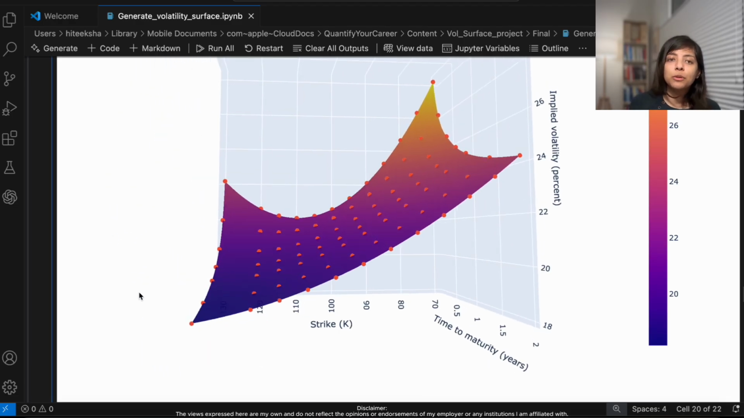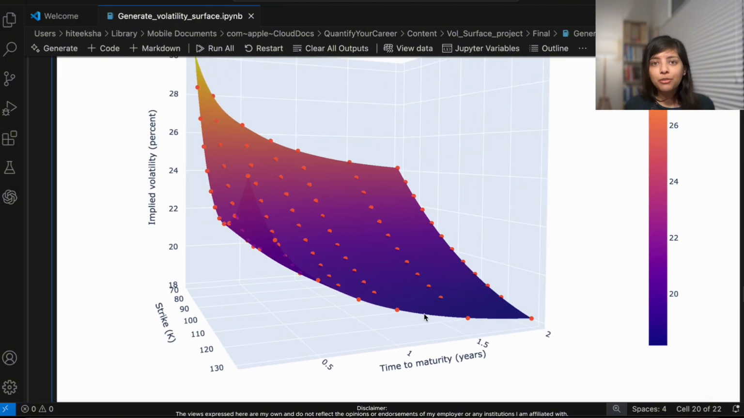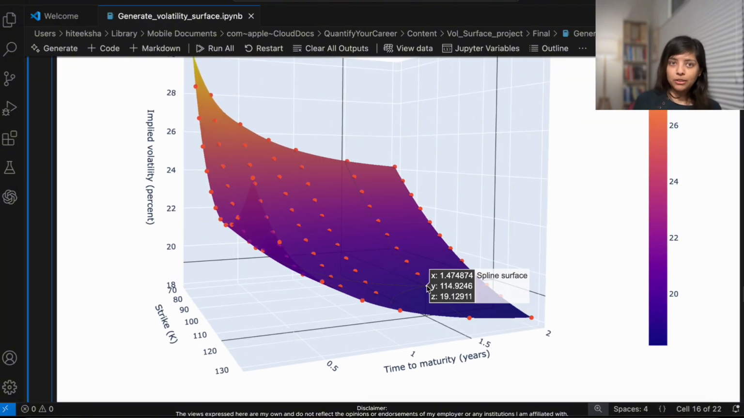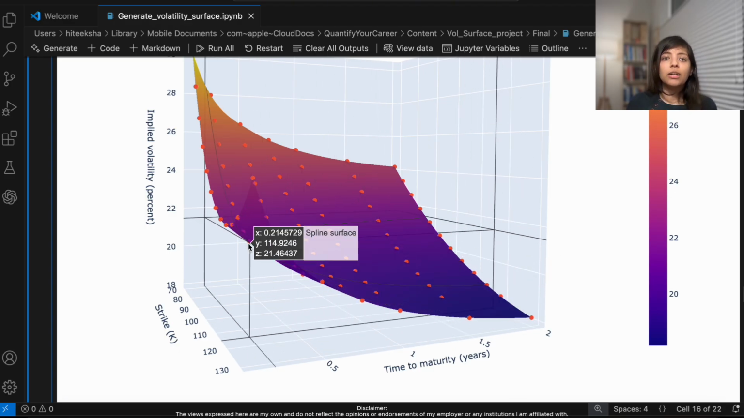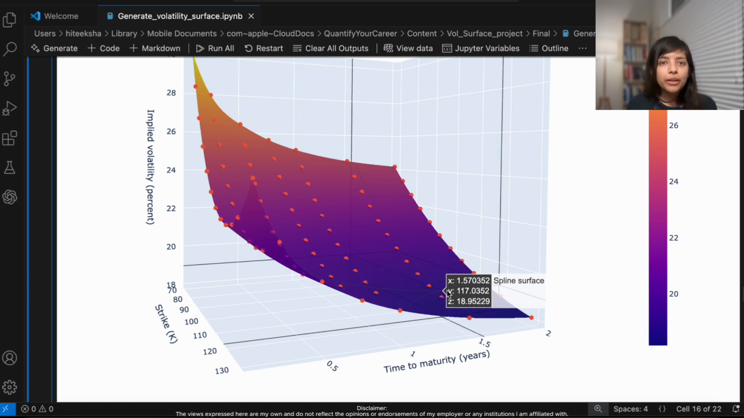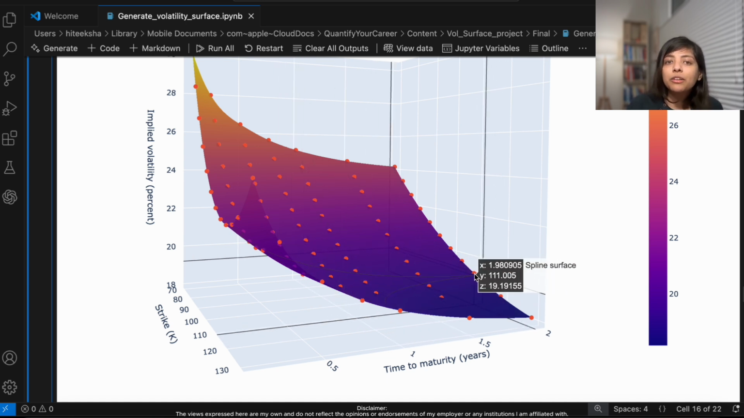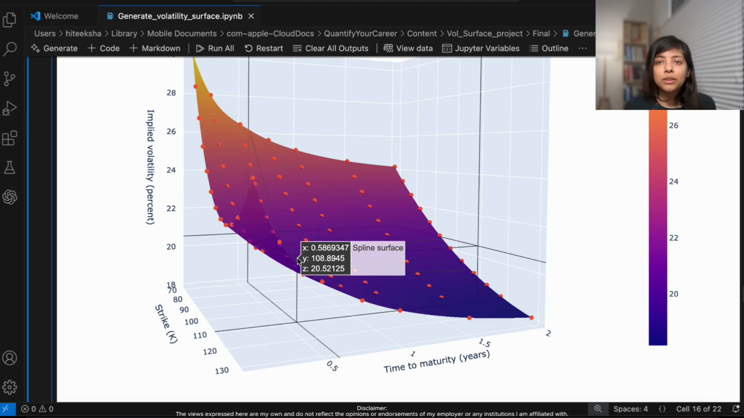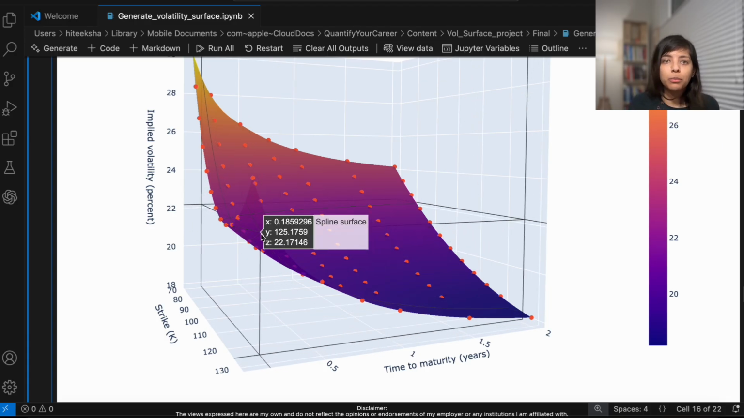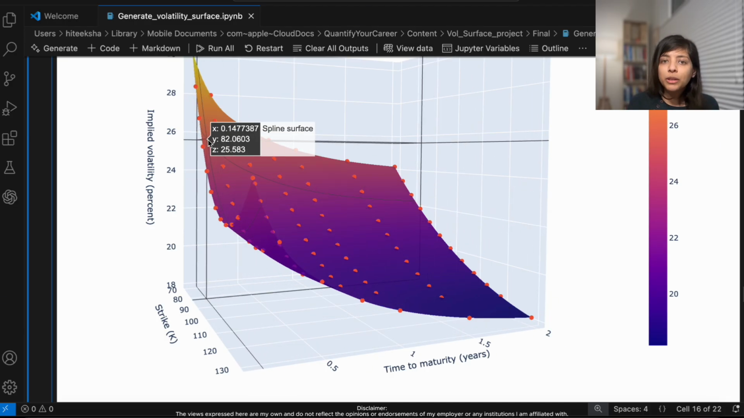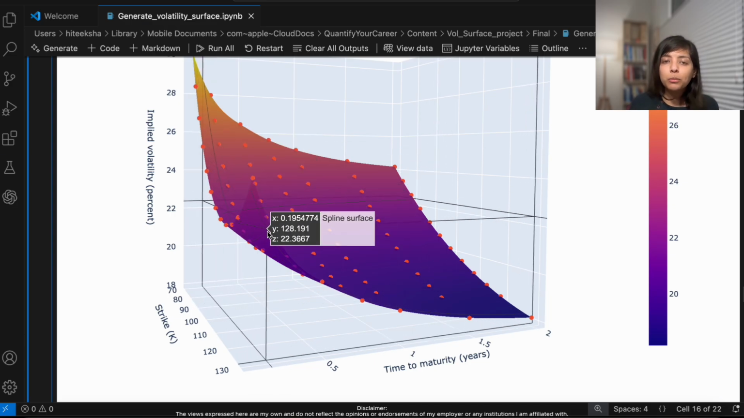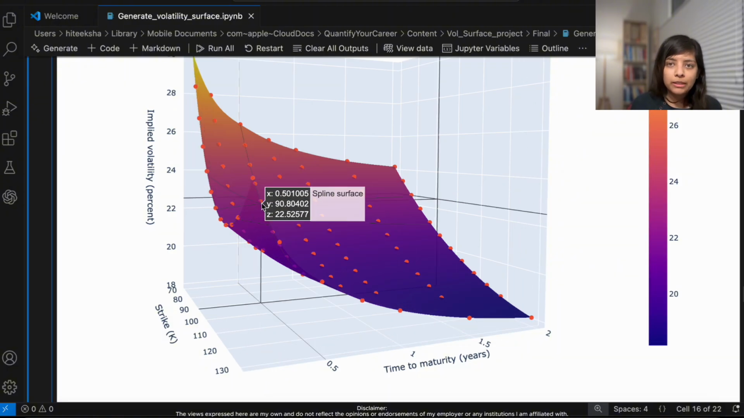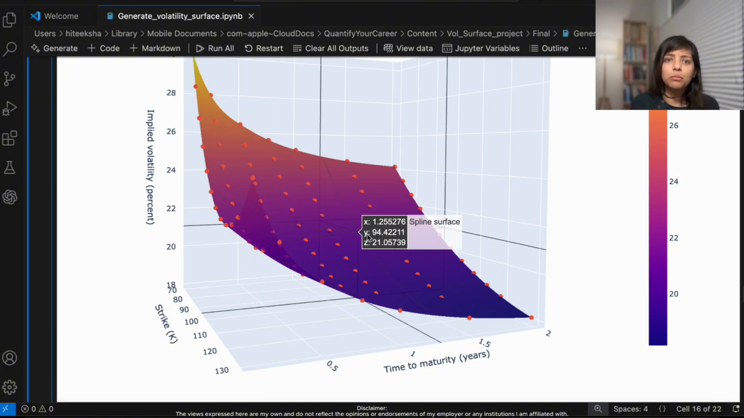It's like the market's way of saying, here's how volatility behaves everywhere. And once you have that surface, you can do real things. You can price options at strike prices and maturities that aren't exactly on your grid. And you have a continuous function now, so you can query it anywhere. You can compare different regions of the surface, and you can say short dated out of the money puts are pricing in 25% volatility, but long dated at the money calls are only pricing in 18% volatility. That tells me something about what the market is worried about.